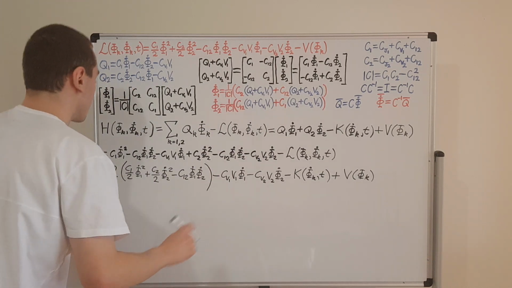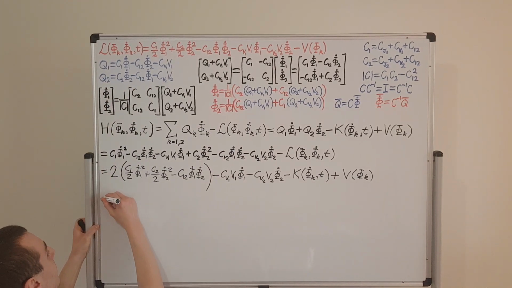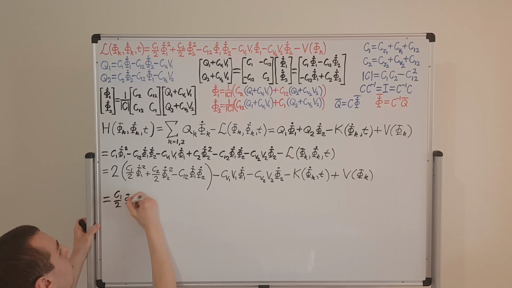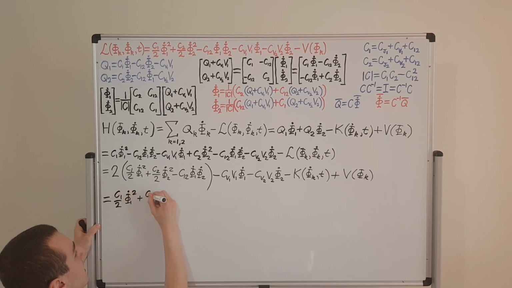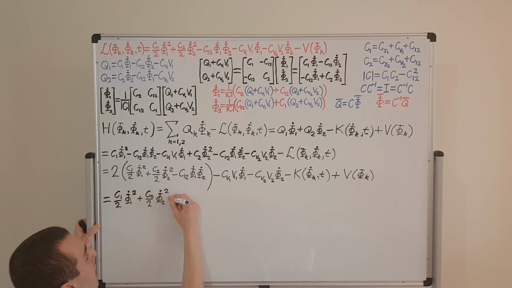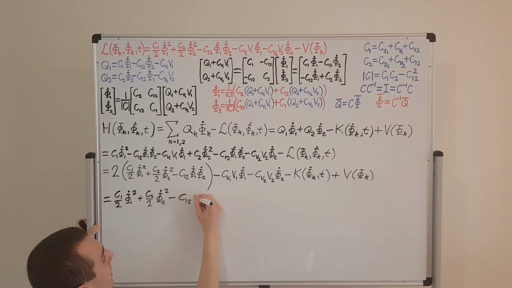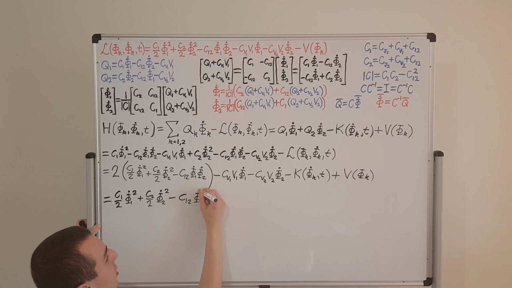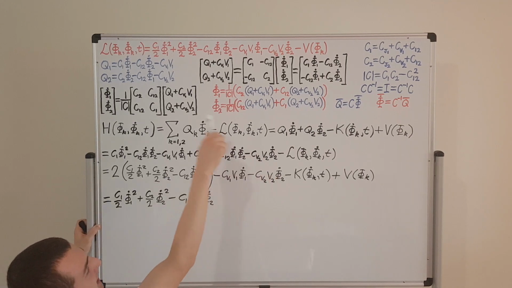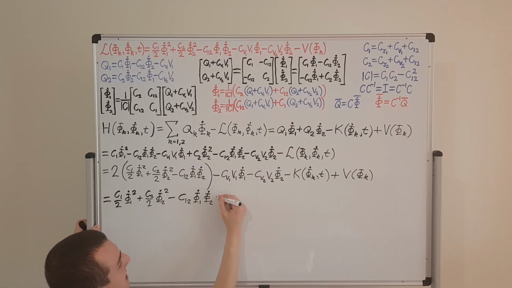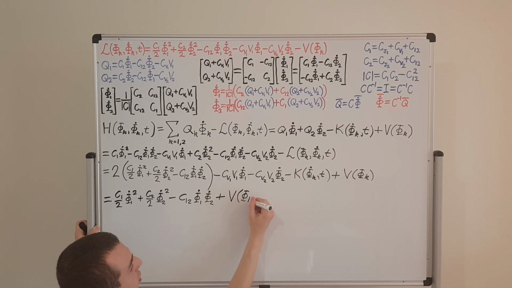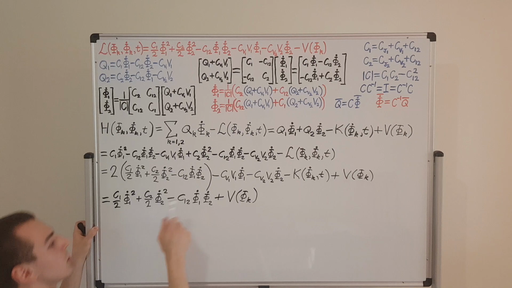And that's going to give us the following. I'll write this underneath. We're going to have C1 on 2 phi1 dot squared plus C2 on 2 phi2 dot squared minus C12, and we have that mixed term which has phi1 dot and phi2 dot, and these terms have disappeared. They've cancelled with the other terms in the kinetic energy, and then we just have plus v, and this is a function of the coordinates. And this is the Hamiltonian.